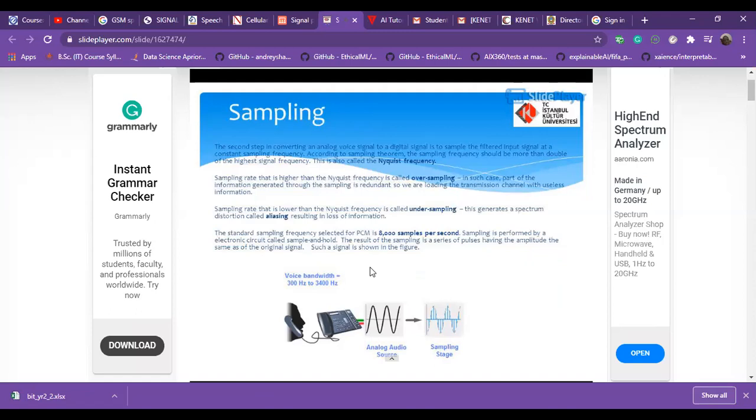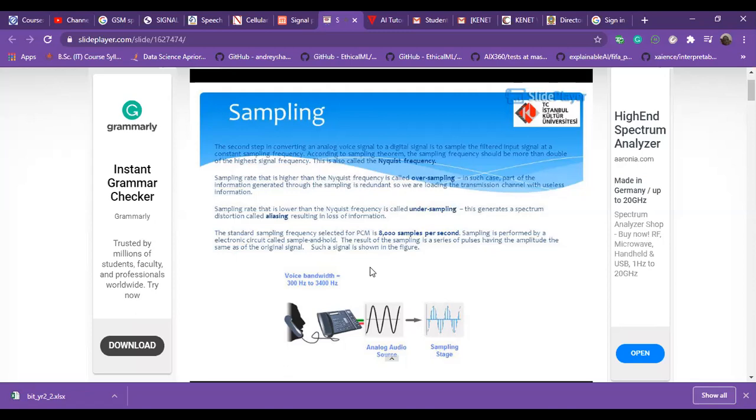Sampling rate that is higher than the Nyquist frequency is called oversampling. In such case, part of the information generated through the sampling is redundant, so we are loading the transmission channel with useless information. Sampling rate that is lower than the Nyquist frequency is called undersampling. This generates a spectrum distortion called aliasing, resulting in loss of information.